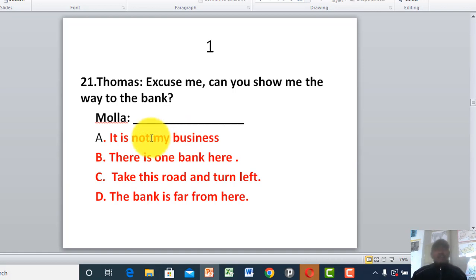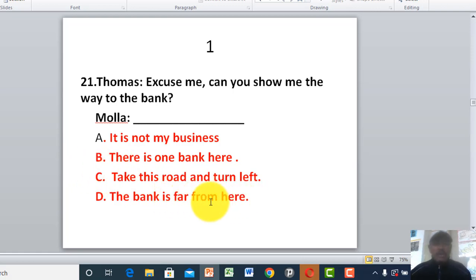It's not my business. No, aggressive answers are not appropriate. There is one bank here. It's not appropriate, I don't want to just expect that answer. There is one bank here. Take this road and turn left. Take this road and turn left. Right. Take this road and turn right. Take this road and turn right. The bank is far from here.